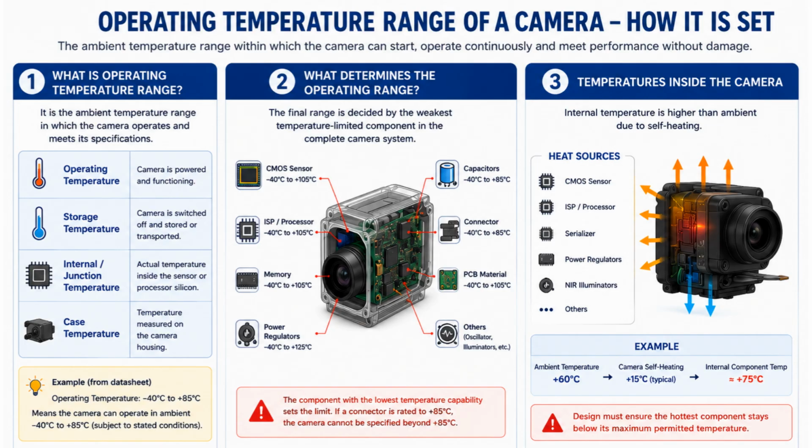Internal temperature is usually higher than ambient because the sensor, processor, and regulators generate heat. The enclosure must therefore conduct this heat away using aluminium housing, thermal pads, or cooling fins. At low temperatures, cameras may face startup failure, stiff seals, condensation, and focus changes. At high temperatures, noise, hot pixels, thermal shutdown, and component aging may increase. Finally, the specified temperature range must be verified through cold start, high temperature operation, thermal cycling, image quality, and sealing tests.